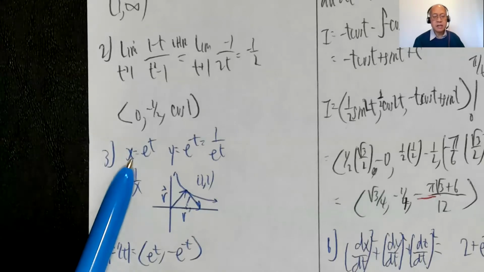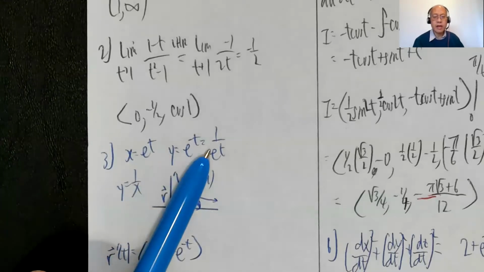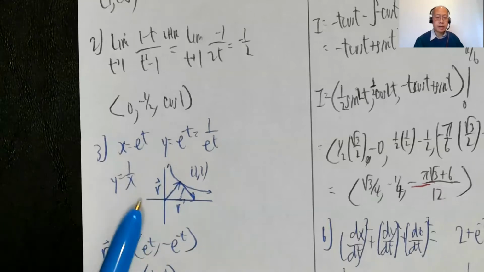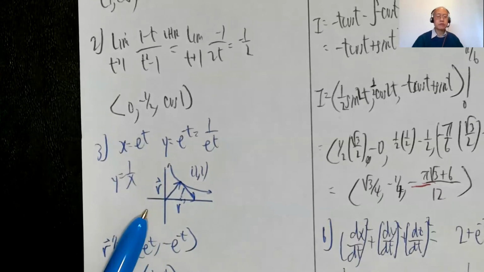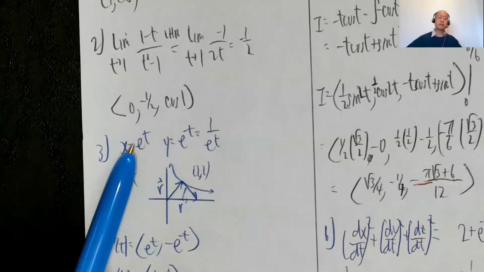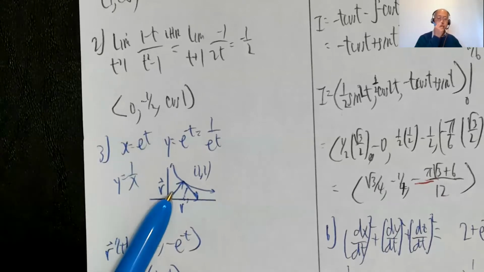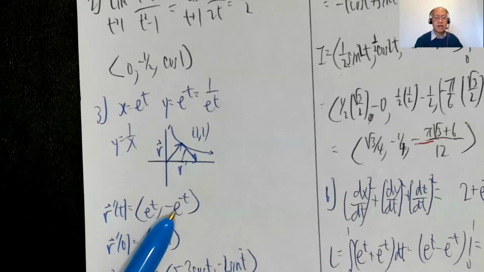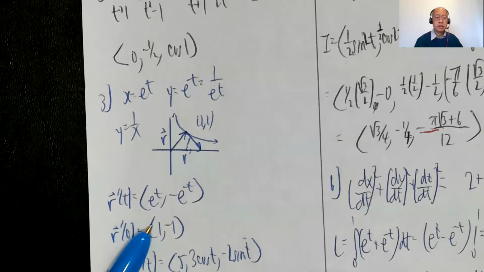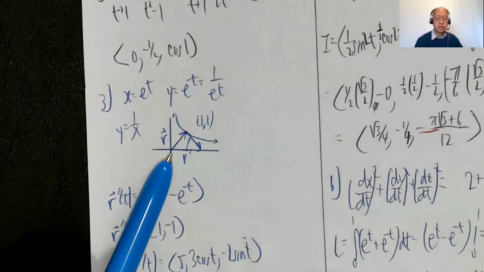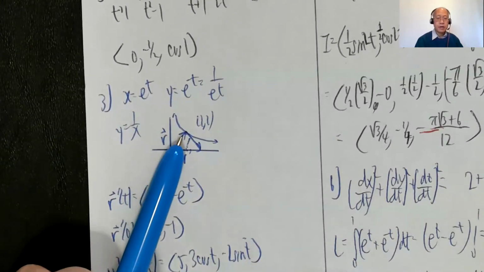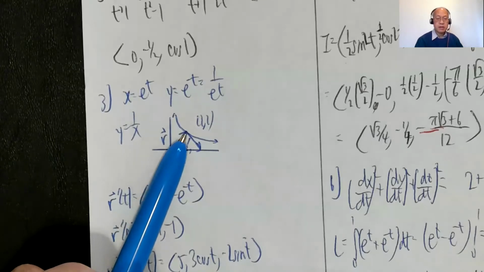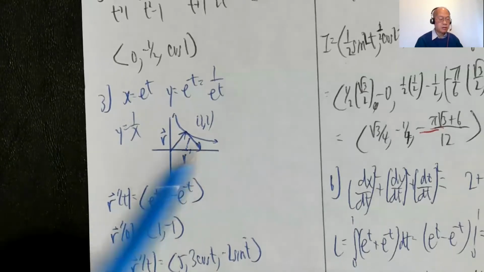Number 3, x is e to the t, y is 1 over e to the t, which means y is equal to 1 over x, which we recognize goes like that. There's a branch in the third quadrant, but the third quadrant in this case is not possible because the exponential function is positive. Okay. r prime is e to the t, negative e to the negative t, and when you plug in 0, you get 1, negative 1. So the position vector is like that, and the r prime vector, the tangent vector, goes like so.